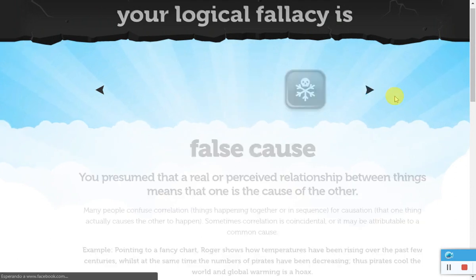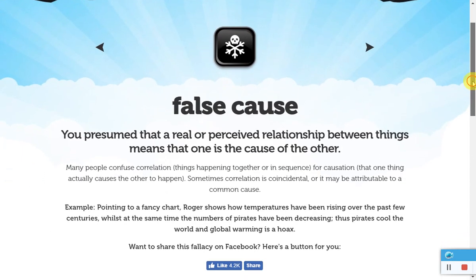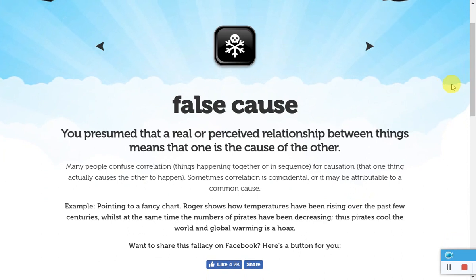2. False cause. You presume that a real or perceived relationship between things means that one is a cause of the other. Many people confuse correlation, things happening together or in sequence, for causation, that one thing actually causes the other to happen. Sometimes correlation is coincidental, or it may be attributable to a common cause.